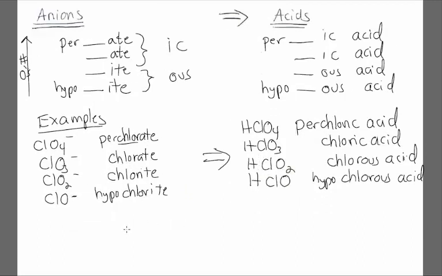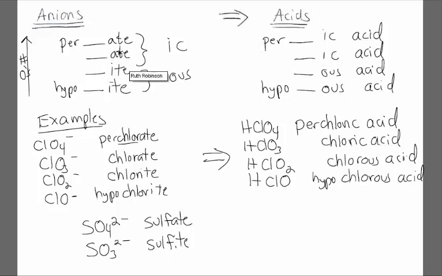Sometimes you only have 2. An example of that is sulfate. The sulfate ion comes in 2 forms commonly, with the same charge and just one less oxygen. This one is sulfate, the ATE ending, like up here, and this one is sulfite. So when you only have 2, you just use the 2 middle ones. You don't use the prefixes. So when you make those into acids, you don't need the per or the hypo. You're just using the middle ones.